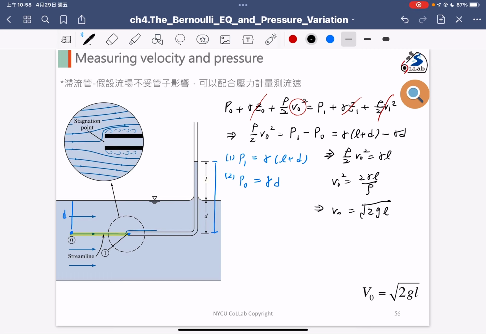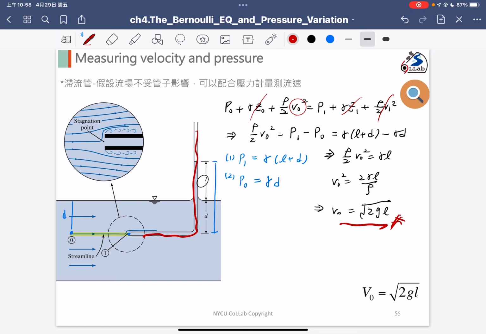Okay? So let's follow this formula. We can very rapidly estimate the flow velocity just based on one parameter, which is the deflection height. So if we know L, then we can estimate the flow velocity very quickly, just based on the equation showing here. Okay, so you need to keep in mind these equations. But the disadvantage of this tube is that because you put the tube inside the flow field, the tube may disturb the flow velocity.